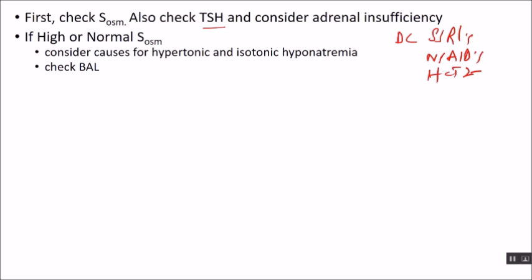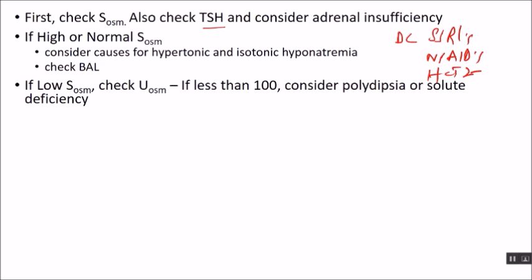If your serum osmolality is high or normal, then you consider the causes for hypertonic or isotonic hyponatremia, as we discussed. And you should also check a blood alcohol level, because alcohol can raise serum osmolality independent of sodium. So sodium might be low because of some other reason, but alcohol might be in the system raising the serum osmolality, and these might be two separate things going on at the same time. Obviously, if the patient is appearing drunk or intoxicated, then that should be your clue to checking blood alcohol level.